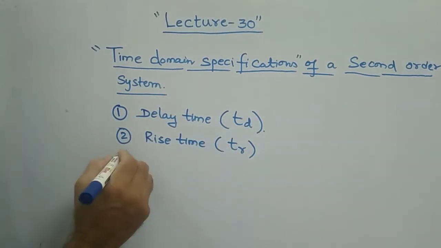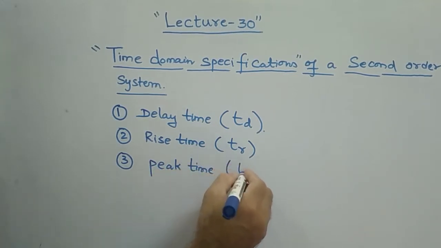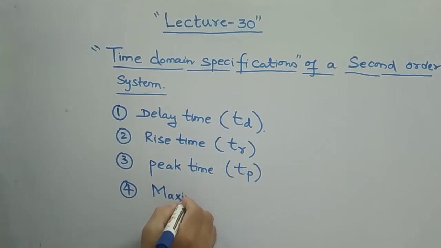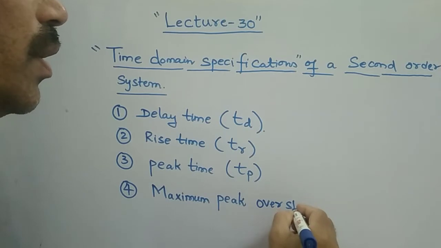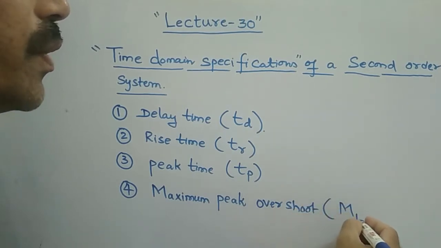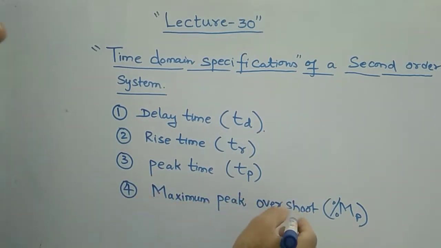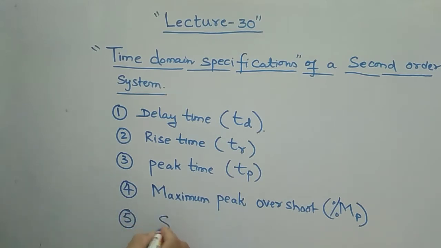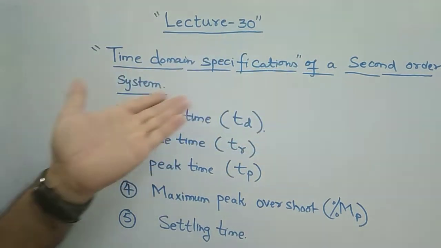The third is peak time, T suffix P. And the fourth one is maximum peak overshoot, called M suffix P, and it is measured in terms of percentage, the percentage of peak overshoot. Maximum peak overshoot is normally represented and calculated in terms of percentage, MP. The fifth one is settling time. These are the very important time domain specifications of a second order control system.